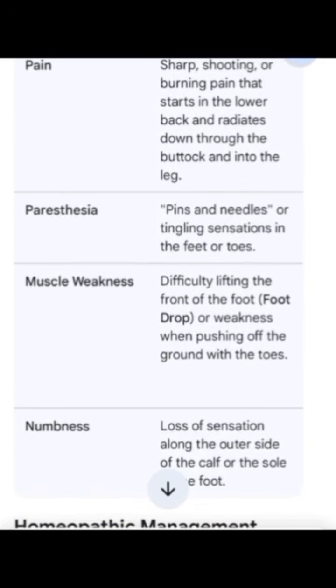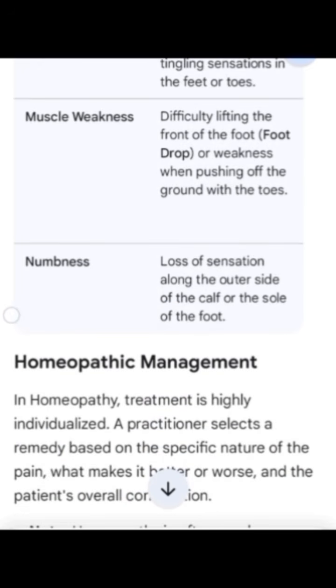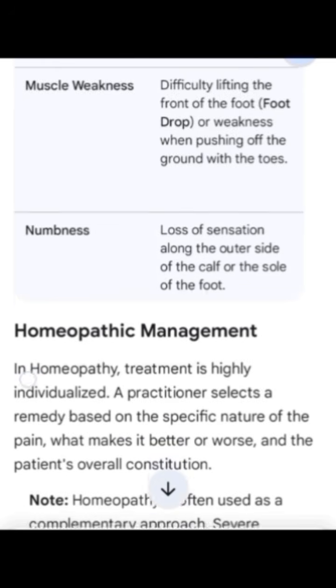Paresthesia, pins and needles or tingling sensations in the feet or toes. Muscle weakness, difficulty lifting the front of the foot (foot drop), or weakness when pushing off the ground with the toes. Numbness, loss of sensation along the outer side of the calf or the sole of the foot.